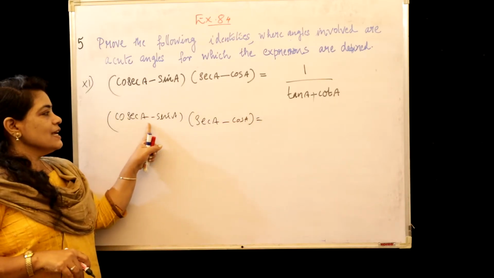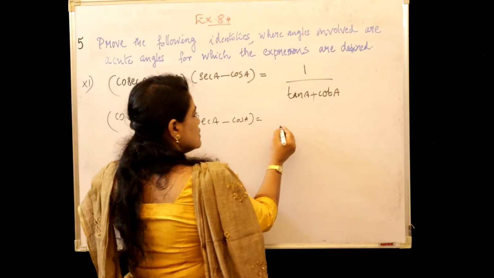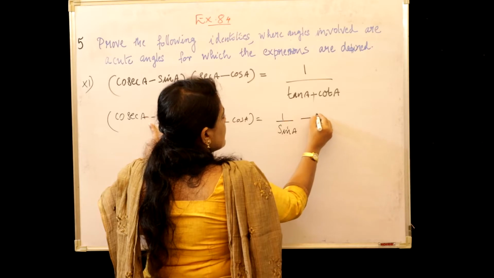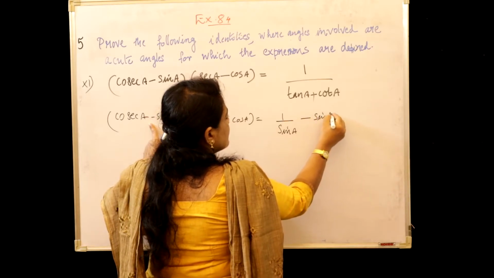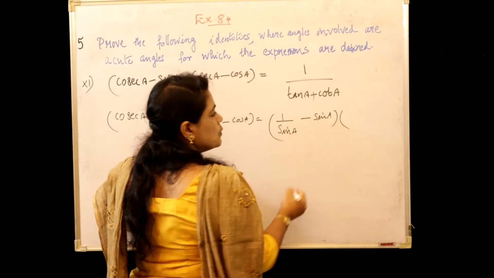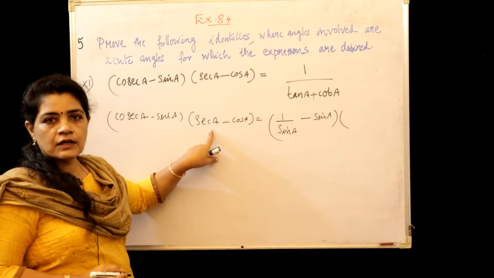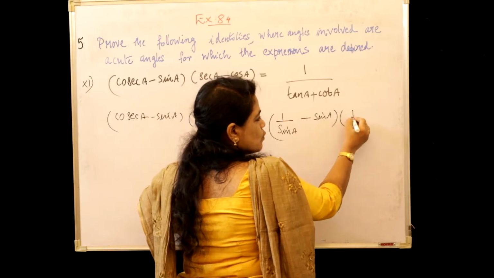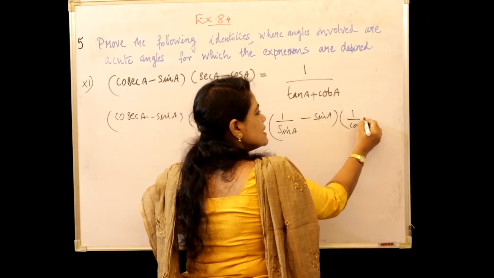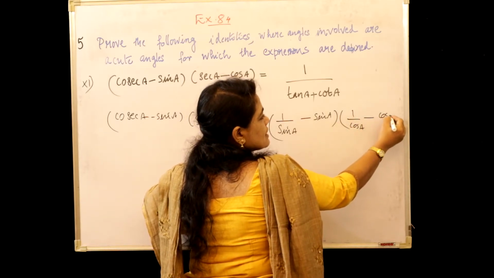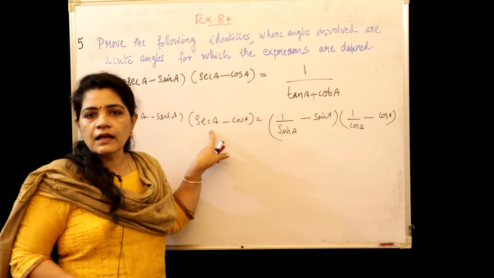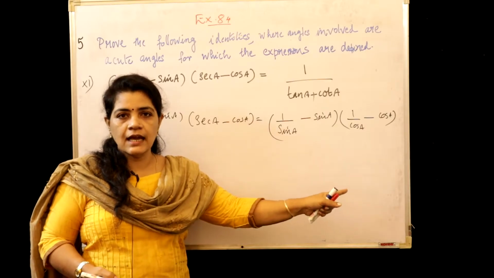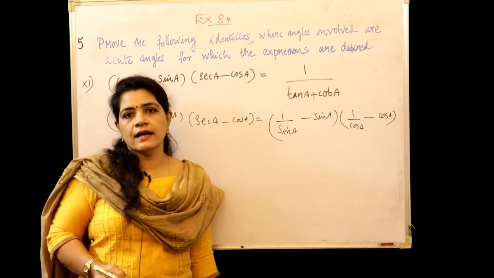Okay, so in place of cosec A you can write 1 by sin A minus sin A. Now the second term, sec A. Give substitution for only one ratio, that is sec A, since it is 1 by cos A, and the second term is cos A itself. Okay, so I have just taken the reciprocal of cosec A and sec A by keeping sin A and cos A as they are.